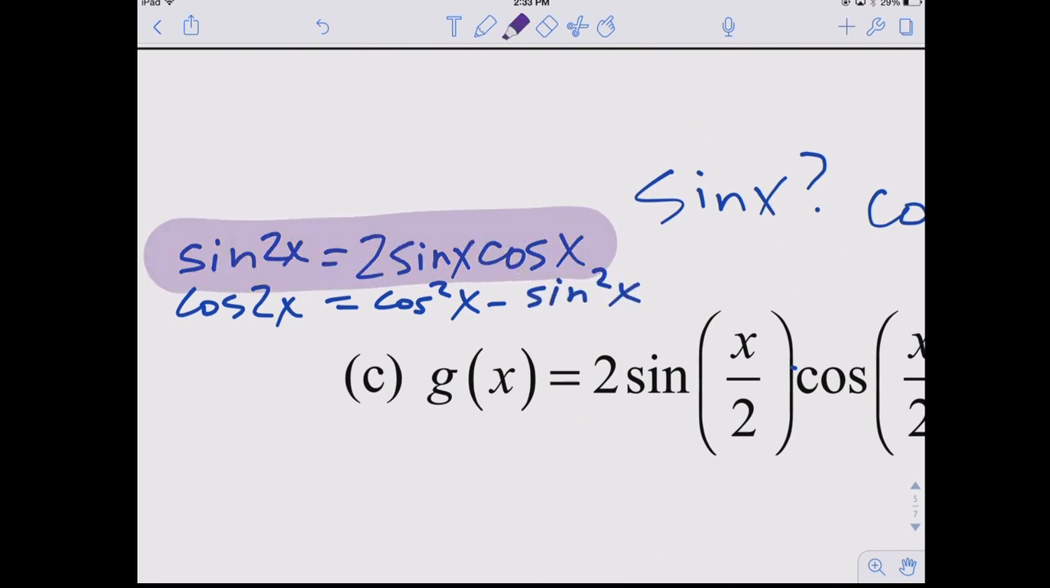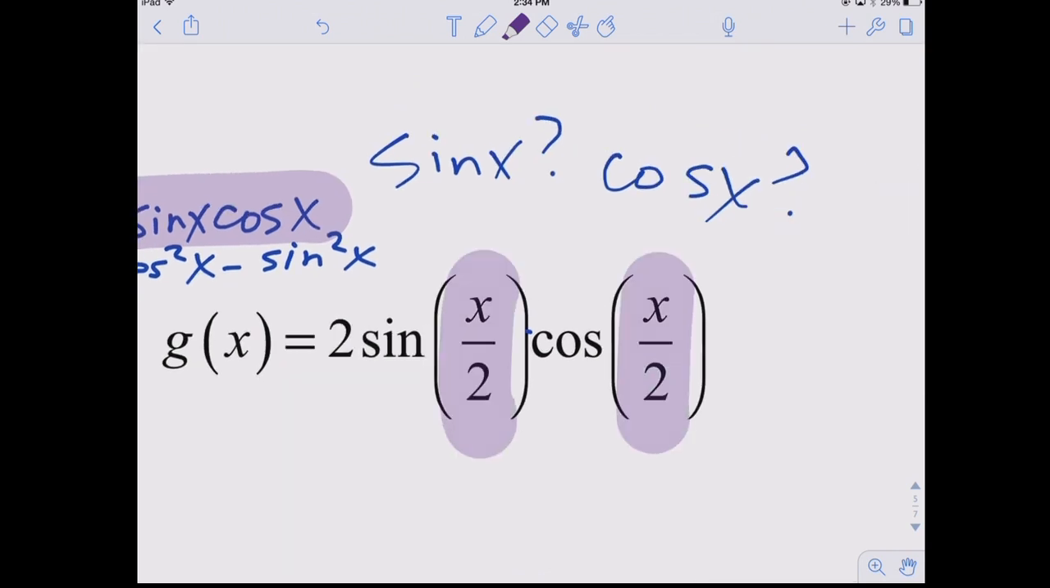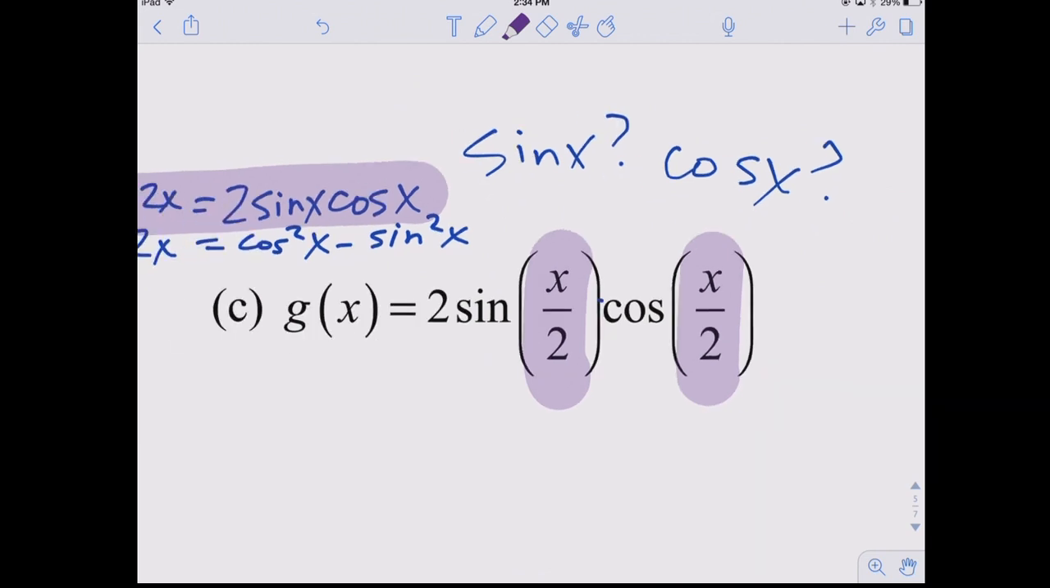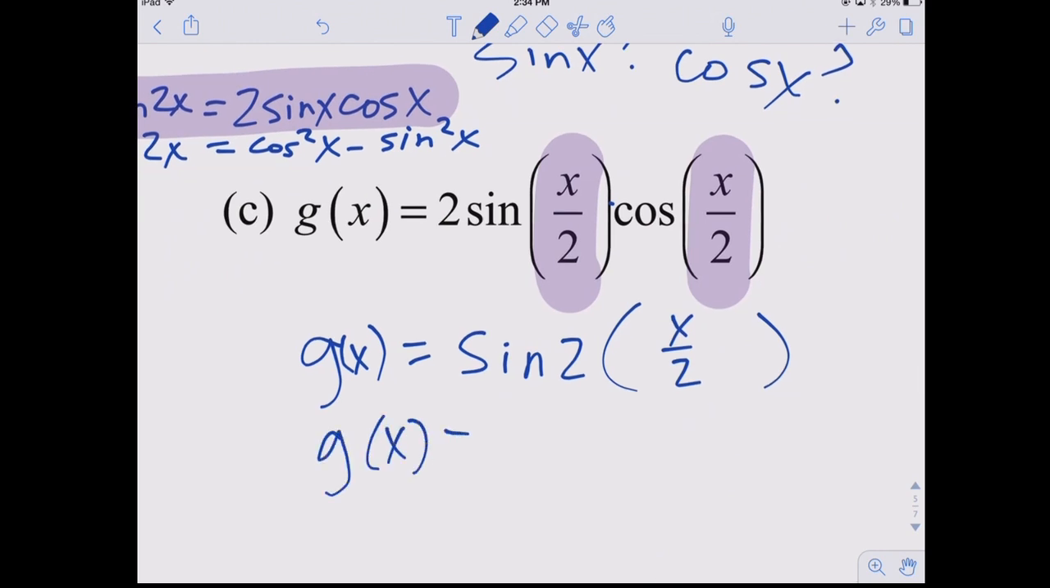Now this is the one we're going to use. x doesn't have to be x. x could be anything. It just says 2 times sine of blob times cosine of blob is equal to sine of twice the blob. Well, we have 2 sine of blob cosine of blob. Our blob happens to be x halves. By the double angle identity, that becomes sine of 2 times the blob, right? And it's equivalent. Now, if we simplify that, what is 2 times x halves? Sine of x. Ooh. The derivative now is easy because that function g of x is nothing more than sine of x in a really clever disguise.